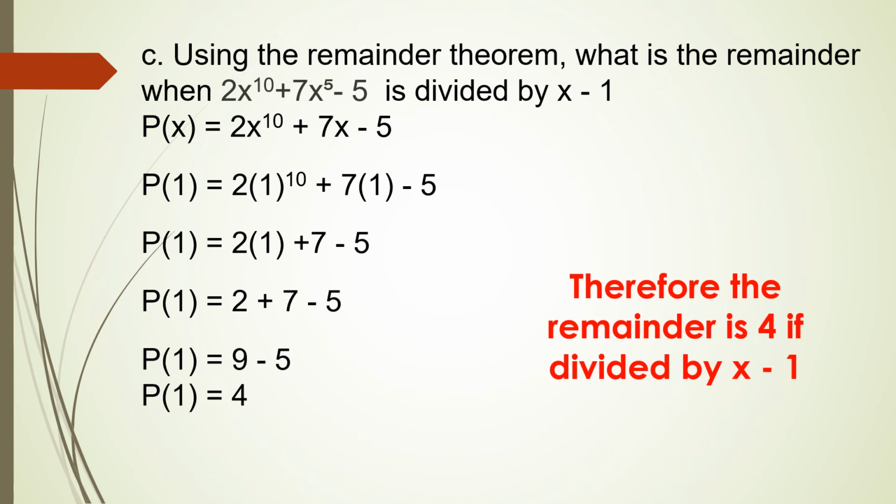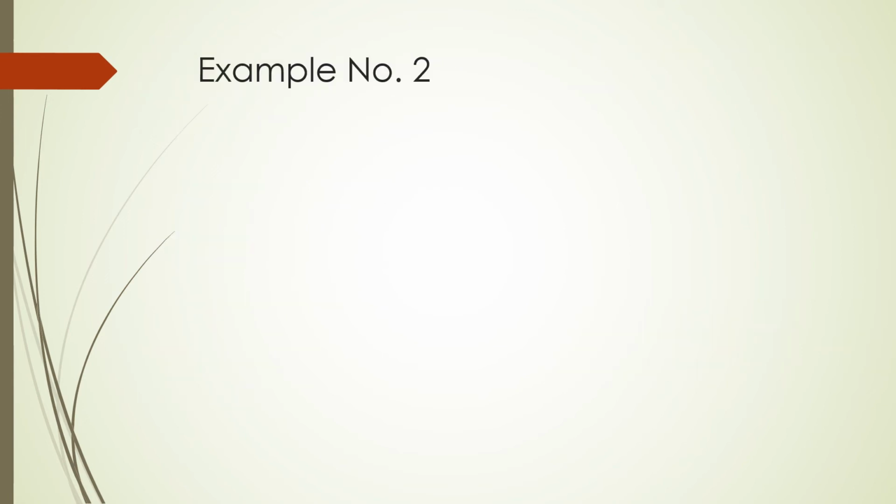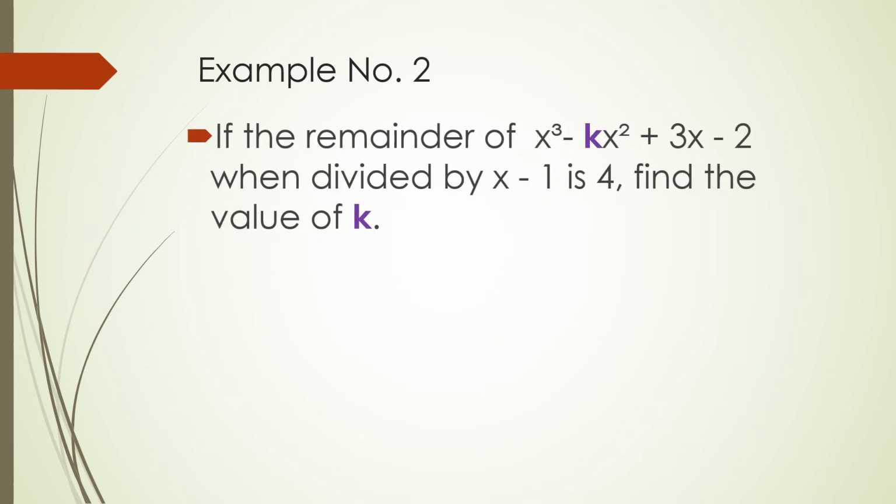So you see, my dear students, sometimes using synthetic division is not advisable, especially if the exponent is very big. So the best to use is the remainder theorem. Let's have example number 2. If the remainder of x cubed minus k x squared plus 3x minus 2 when divided by x minus 1 is 4, find the value of k.